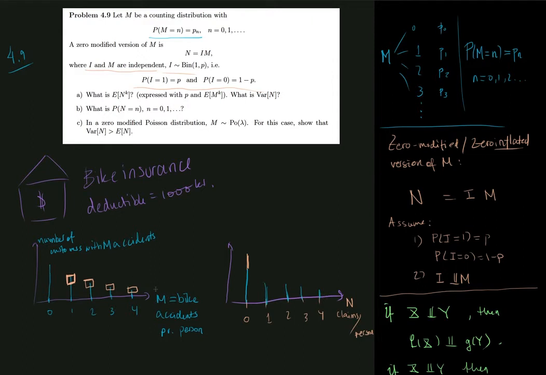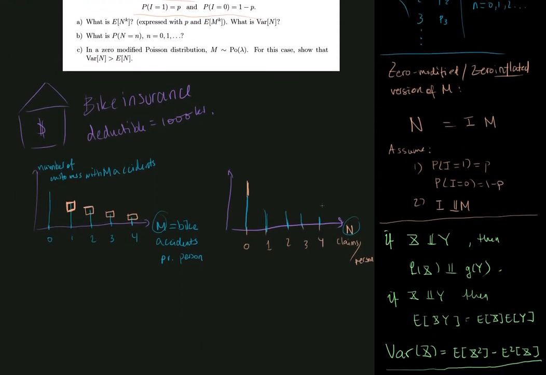So what's the difference between the distribution of M compared to the distribution of N? What's the difference between the distribution of bike accidents per person versus the distribution of claims per person? Well, the distribution of claims per person will have a much higher number of zeros, right? It will have a higher probability of 0, because apart from not having an accident, N equal to 0 also means that maybe this person did have an accident, but the damage was just not high enough to meet the deductible of 1,000 kroners. So in any population of people inside an insurance company, there could be an overrepresentation of zeros.